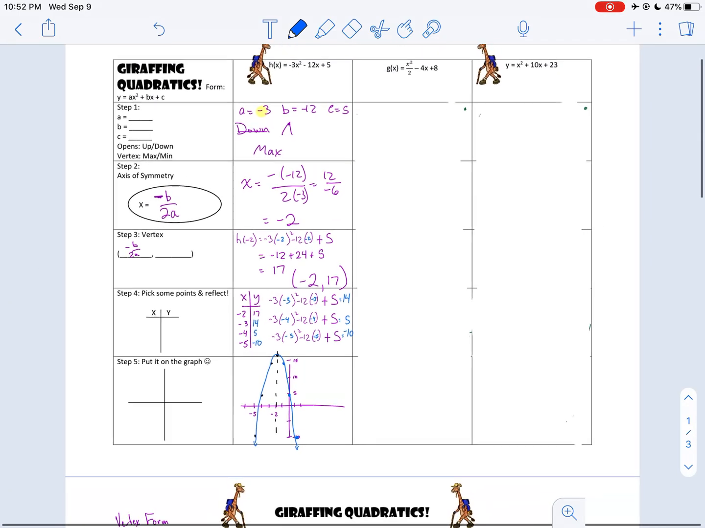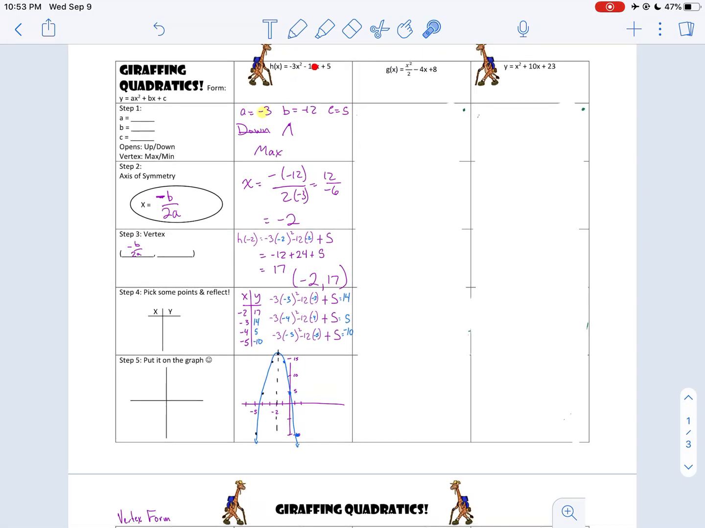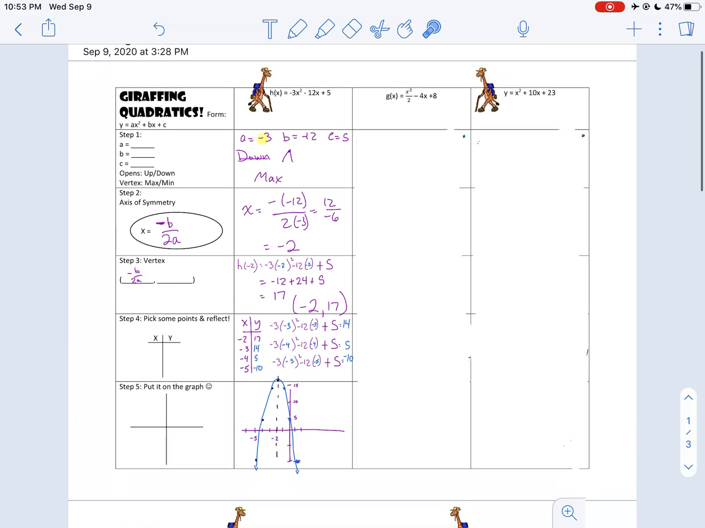So, quick review. We need to identify our A, B, and C. Identify whether it opens up or down, and whether we have a max or a min. Then use negative b over 2a to our advantage to find the axis of symmetry, which you see is at negative 2. And then use that number to find our vertex. I plugged in negative 2 and got 17. Then we find a few more points. Once we have those, we can plot those on the graph, and then we can reflect across to get the other points. Go ahead and pause the video and try the next two.